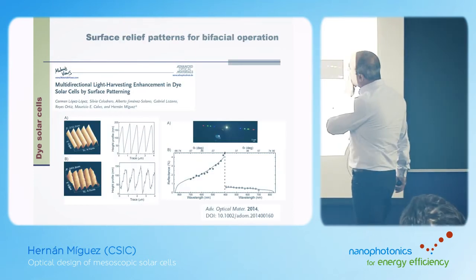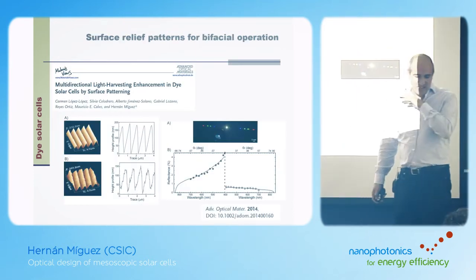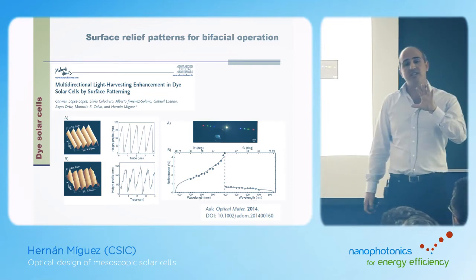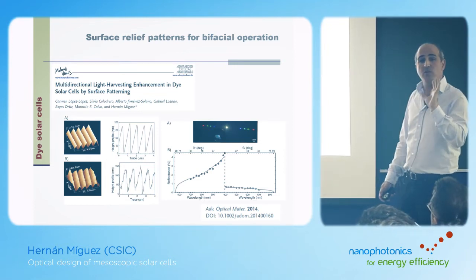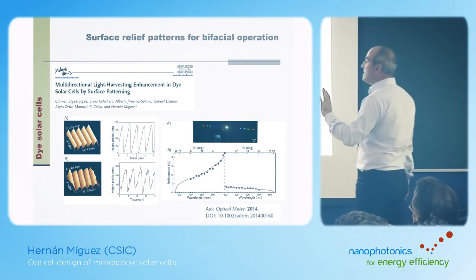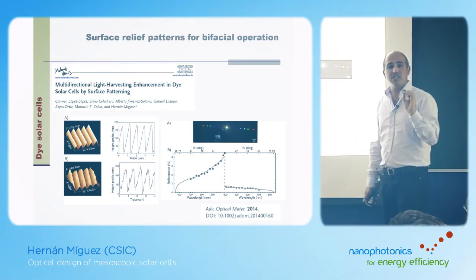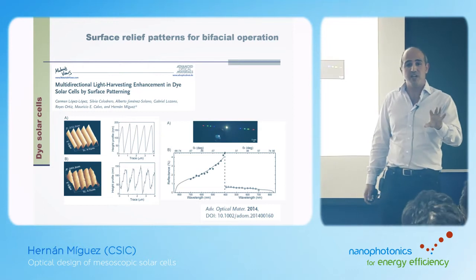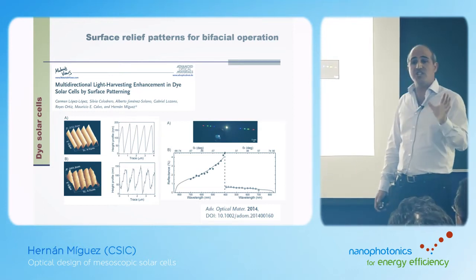This is what I wanted to tell you. If you use a texture surface it has a great advantage with respect to other approaches. Texture surfaces, first, you don't include any material. You just modify the texture of what you already have there, at least in this cell.